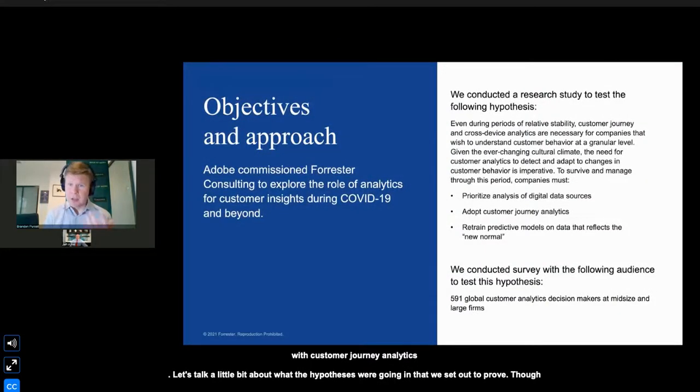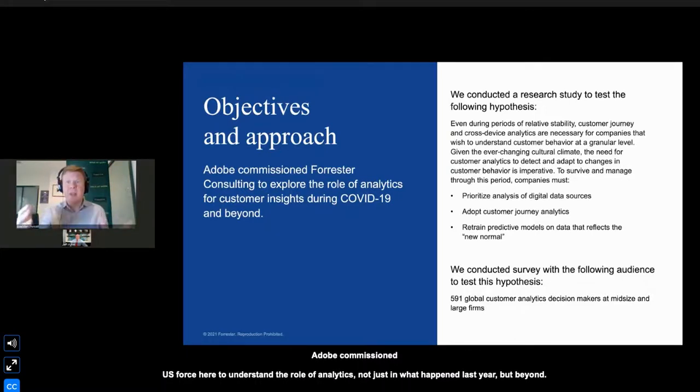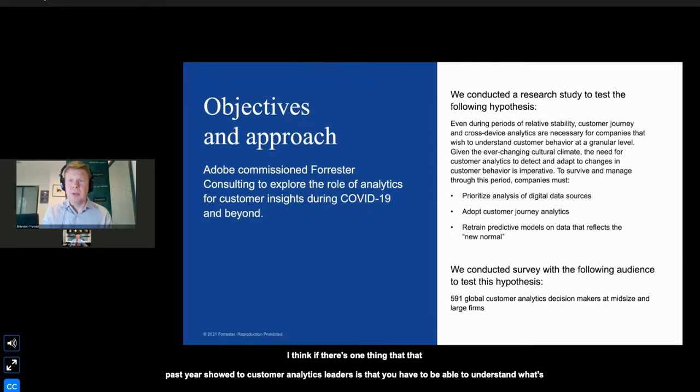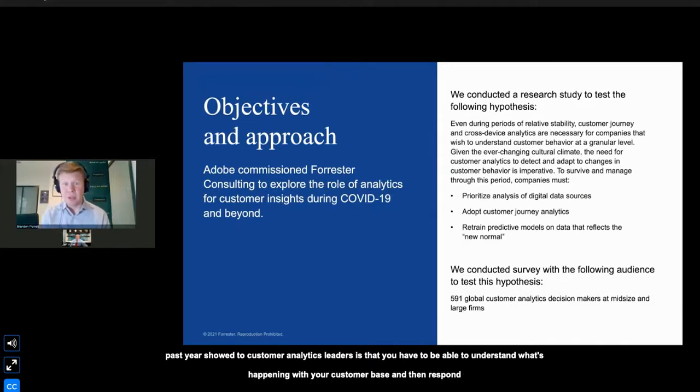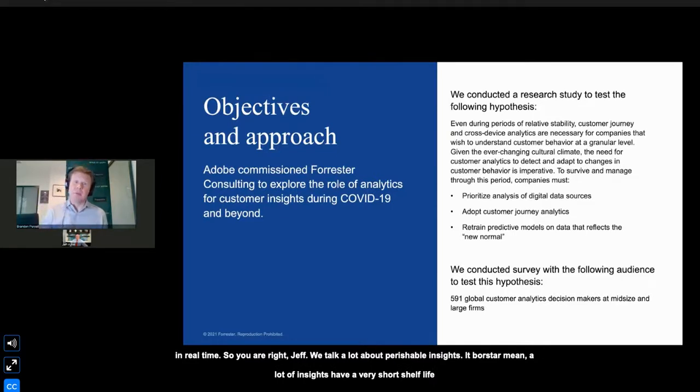So Adobe commissioned us, Forrester, to understand the role of analytics, not just in what happened last year, but beyond. I think if there's one thing that the past year showed to customer analytics leaders, it's that you have to be able to understand what's happening with your customer base and respond in real time. So you were right, Jeff. We talk a lot about perishable insights at Forrester. A lot of insights have a very short shelf life, and so you need to be able to pick up on that signal very quickly and respond to it.